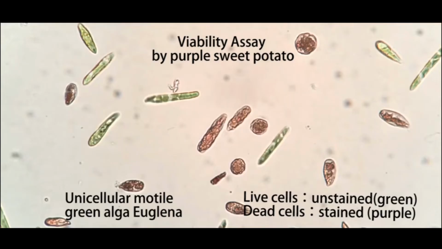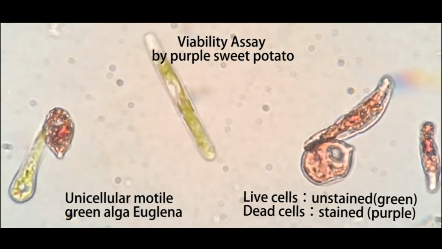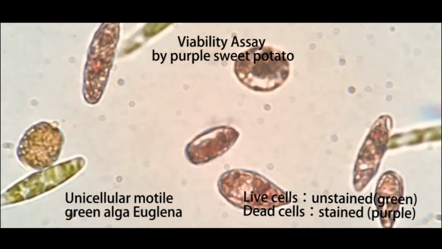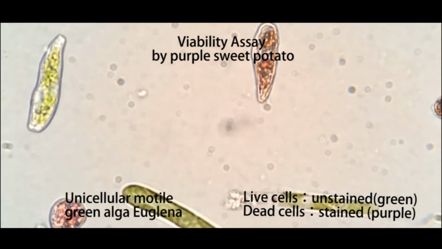This is a video of adding purple sweet potato pigment to a cell suspension of unicellular motile green alga Euglena. Living cells are unstained, green, and motile. Dead cells stain red-purple and are non-motile.